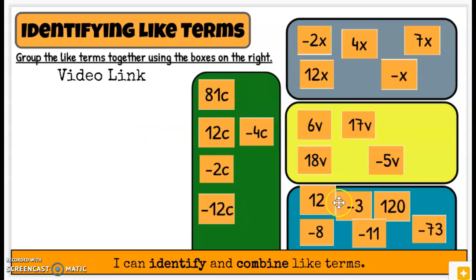All you did was group them in like terms. All of these had a variable of x. All of these had a variable of c. These had a variable of v, and these were constants or just numbers. And this is how it should look. If you drag them to different colors, that's fine. Just make sure they're grouped together. But this is how it should look before you move on from this slide.